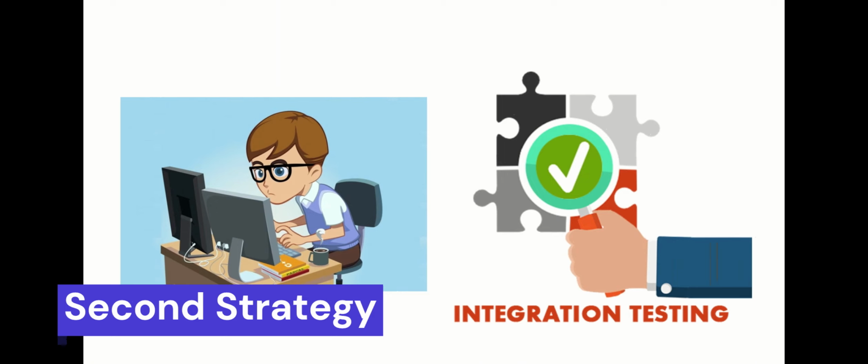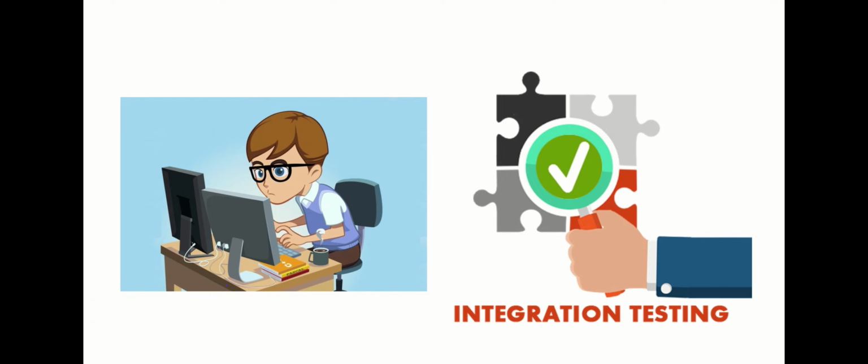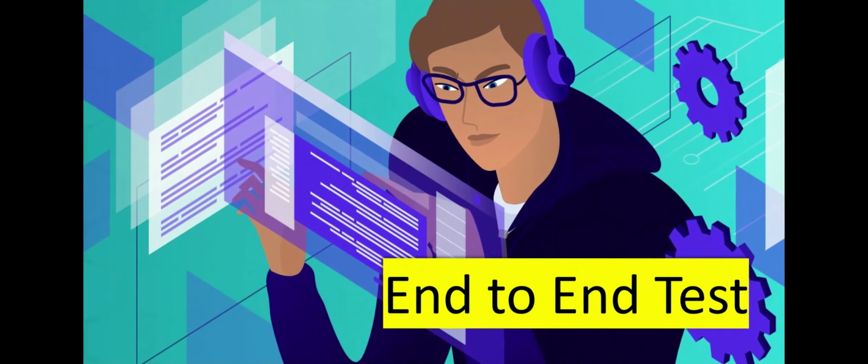This is the second strategy: integration tests. Make sure that when you are done with the unit tests, you are also writing integration tests. A unit test tests a particular piece of code. An integration test is end-to-end testing, right? So what is that end-to-end testing? It goes all the way from UI to API, and API to database. That is called an end-to-end test.